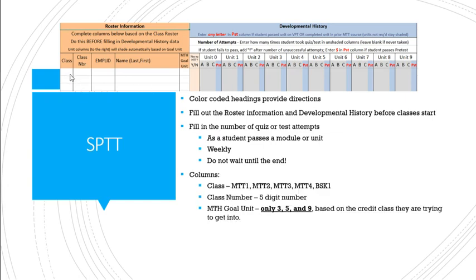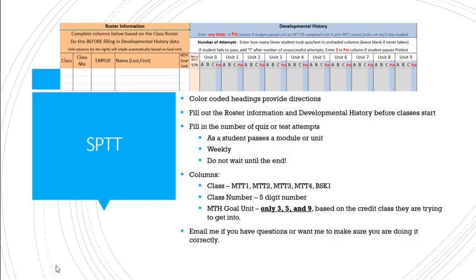The columns. Class means MTT1, MTT2, MTT3, MTT4, or BSK. Class number means that 5-digit number. The MTH goal unit should always be 3, 5, or 9, based on what credit class they are trying to get into. If a student only needs to go through Unit 5, but already has credit for 5 on the placement test, you still put a 5 here. Just make sure you put an X or C or whatever you use for past units in the post-test column for Unit 5.